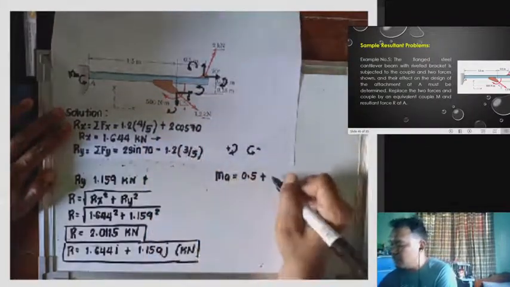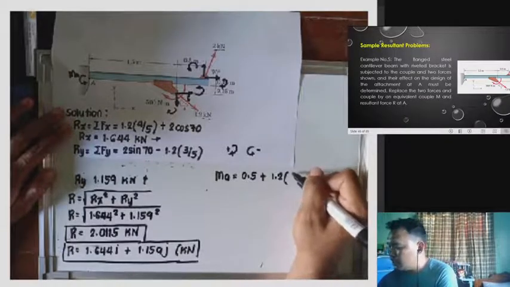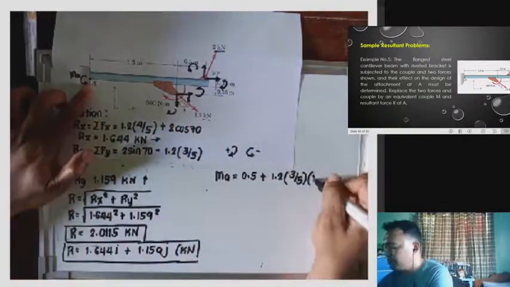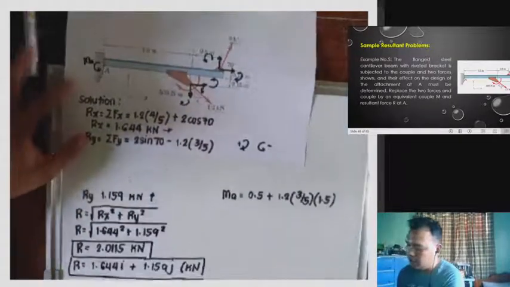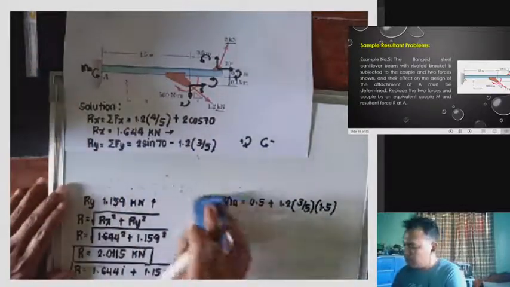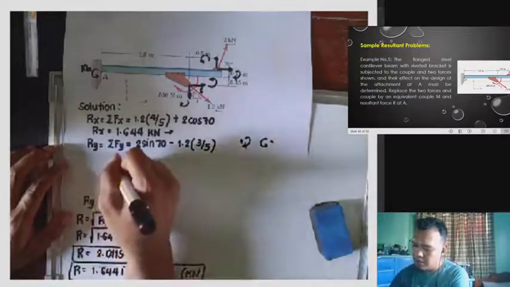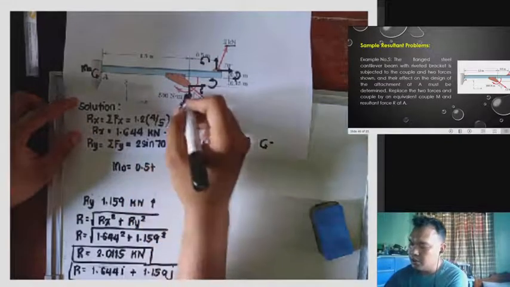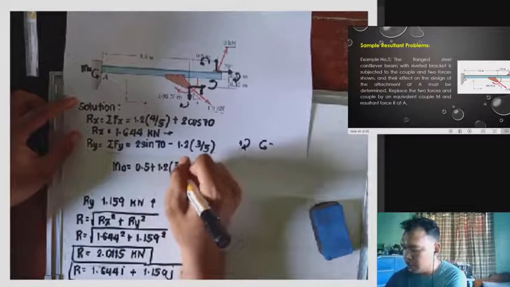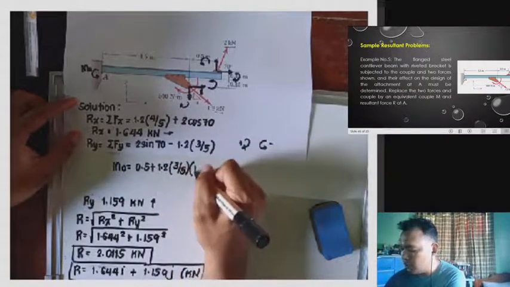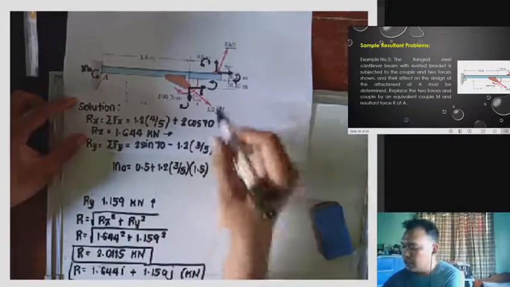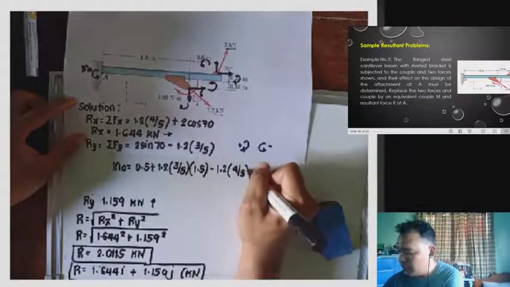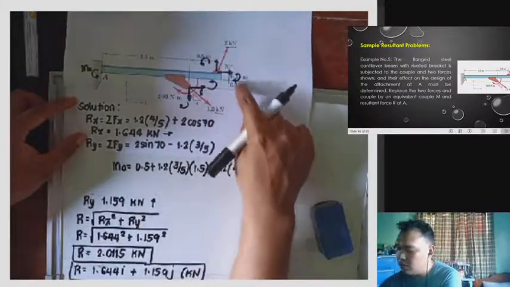Plus, clockwise, 1.2 times 3/5 times the perpendicular distance, which is 1.5. Moment at A is equivalent to clockwise 0.5 plus 1.2 times 3/5 times the perpendicular distance of 1.5. Then, this one, counterclockwise, minus 1.2 times 4 over 5 times its perpendicular distance, which is 0.15.